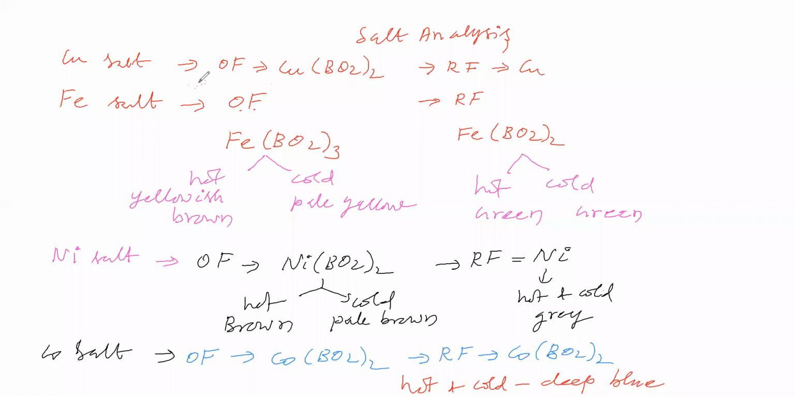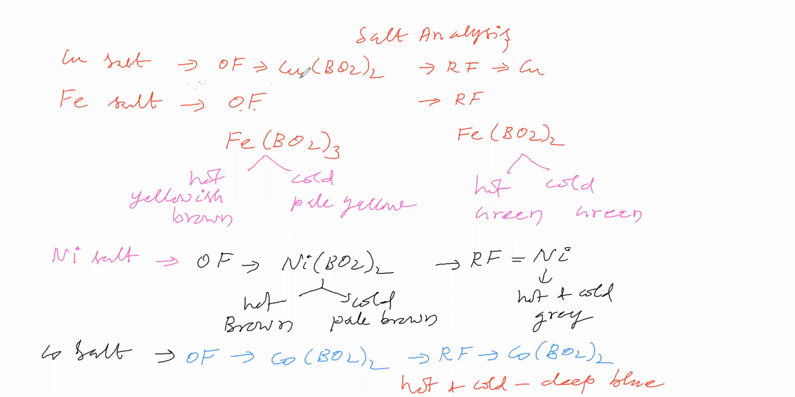Now, which salts are existing in a reducing flame as metallic form? One is copper salt. Copper salt in reducing flame exists as copper metal. Nickel salt in reducing flame exists as metallic nickel. This cobalt salt and iron salt exist in the form of a compound. Here cobalt 2 metaborate, here iron 2 metaborate.